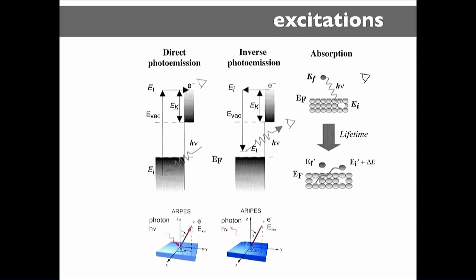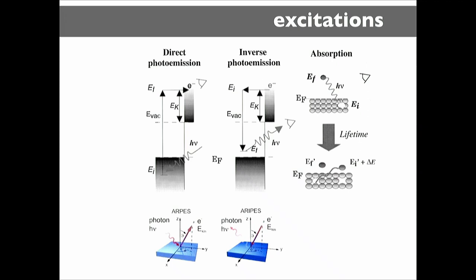Again, here is pretty much a sketch of the experiment. You have direct photoemission where you shine light on your sample and you look at electrons getting out, then you have inverse photoemission when electrons impinge on the substrate and you take photons out. And then in principle you have a number of other spectroscopies, where here light absorption is one of them, or electron energy loss spectroscopies.